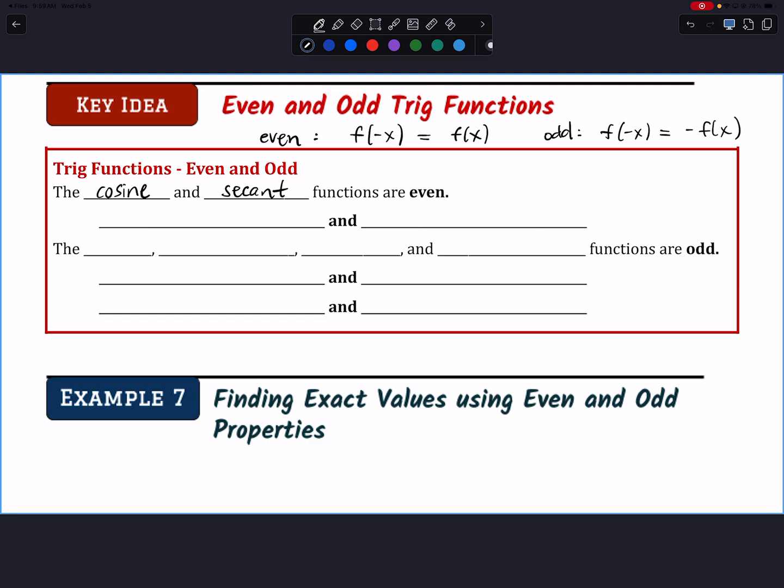My room is haunted. Cosine and secant are even. So that means that the cosine of negative x is just equal to cosine x. And the secant of negative x is equal to secant of x. Cool. All right. So this is where things are going to get really easy. If you know cosine, just trust me, that means that the reciprocal behaves the same way.